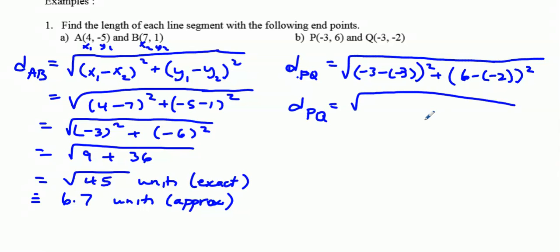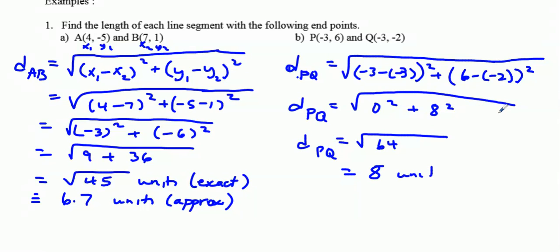Minus 3 minus minus 3 is actually 0. It's minus 3 plus 3, so that's just 0 squared plus 8 squared, which is 64, which is 8 units. Exactly. We didn't have to consider the approximate value there. Okay? Tricky with the negative negatives, so you really do need to be careful about that.